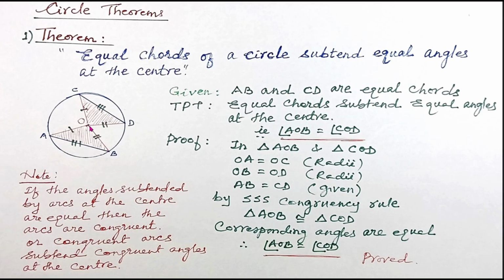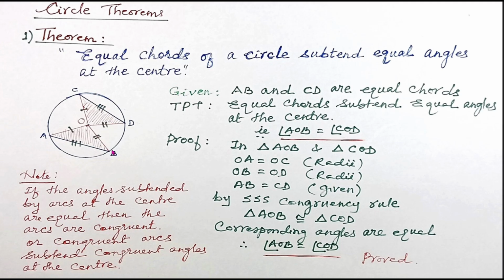OA and OC are radii, so also OB and OD are radii. And AB and CD are equal, which is given to us because the chords are equal. Therefore, by SSS congruency criteria, these two triangles are congruent. If two triangles are congruent, then the corresponding angles are equal. Therefore, angle AOB is equal to angle COD. So, a very simple proof of this particular property of chords.